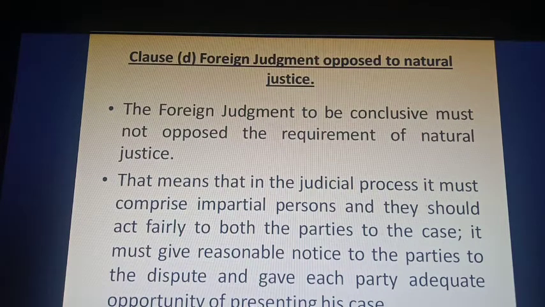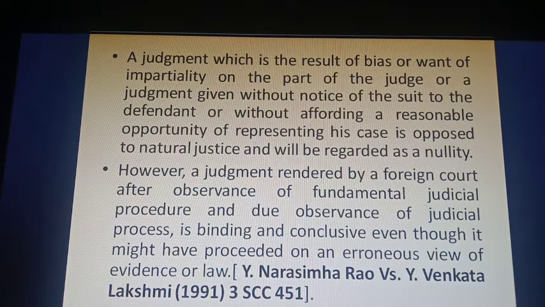That means that the judicial process must comprise impartial persons and they should act fairly to both the parties to the case. It must give reasonable notice to the parties to the dispute and must give each party adequate opportunity of presenting their case. A judgment which is the result of bias or want of impartiality on the part of the judge, or a judgment which is given without notice of the suit to the defendant, or which is without affording a reasonable opportunity of representing his case, is opposed to natural justice and will be regarded as a nullity and cannot be enforced in the Indian courts.